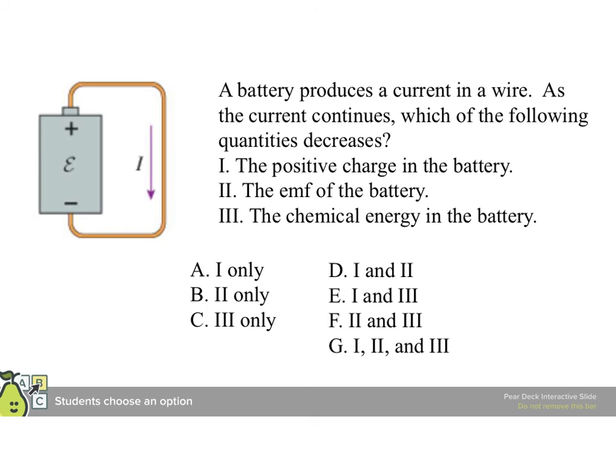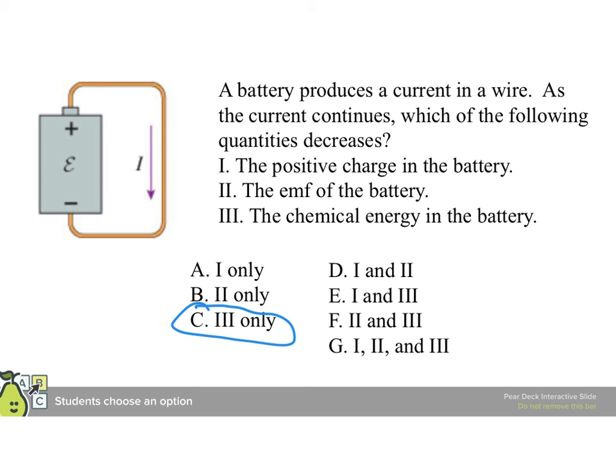All right, so here we have a battery and it produces a current in a wire. As the current continues, which of the following quantities decreases? And here we'll assume these are ideal batteries with ideal wires. Does the positive charge in the battery decrease, the EMF of the battery decrease, or the chemical energy in the battery decrease? It's going to turn out that it is only C. It is only the chemical energy in the battery that decreases if they're ideal.